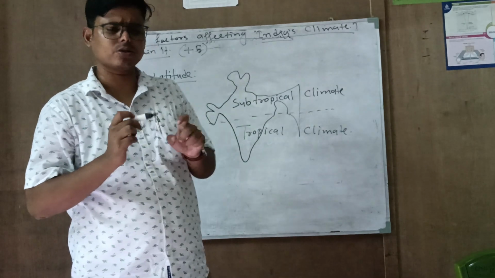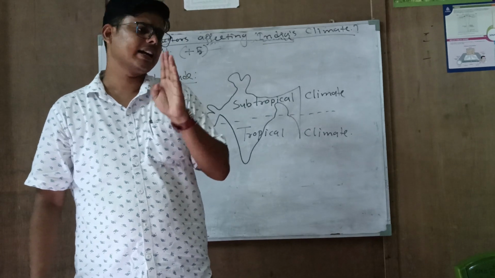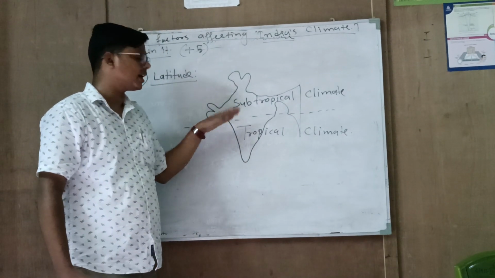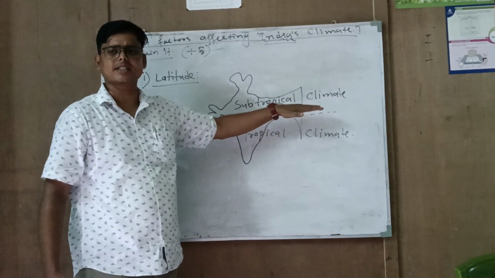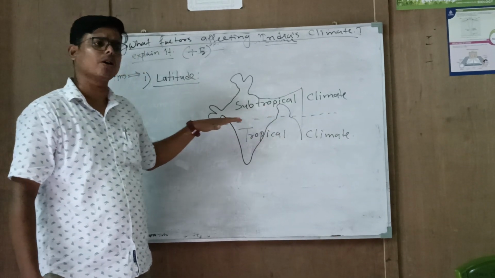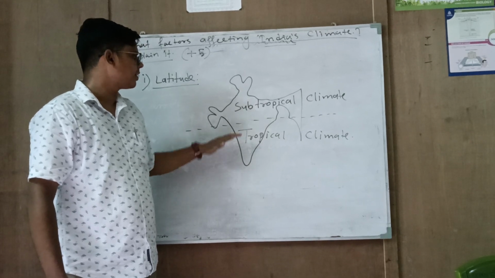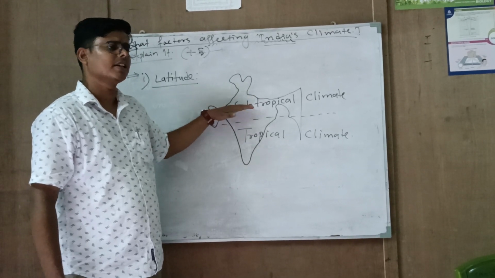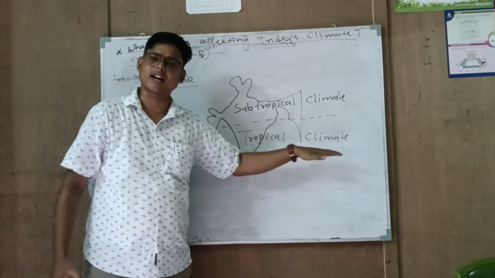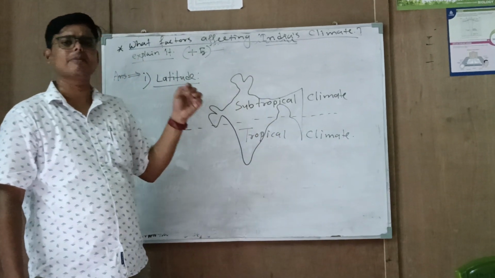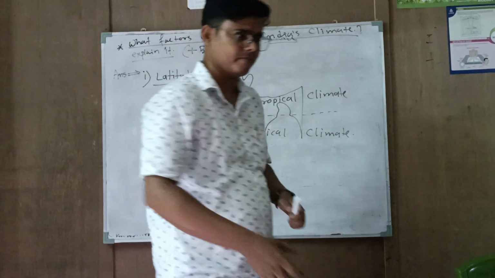So it is easy to understand that latitude controls our Indian climate. Let me read it again. The Tropic of Cancer passes through the middle of India and divides India almost into two equal parts. The north of the Tropic of Cancer faces a subtropical climate, and the south faces a tropical climate. Therefore, the Indian climate is tropical as well as subtropical.